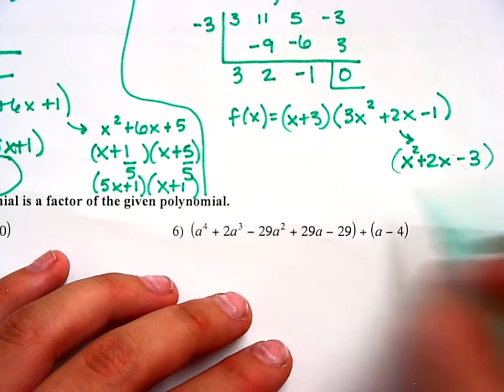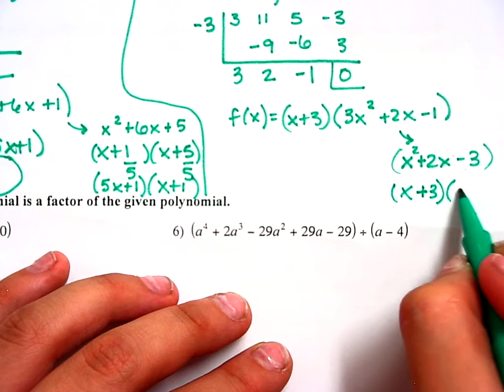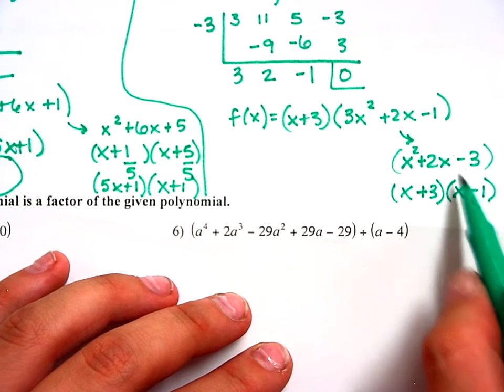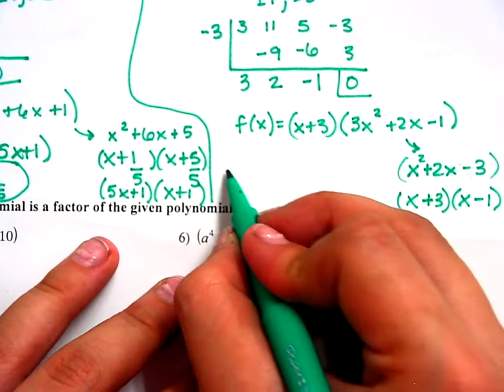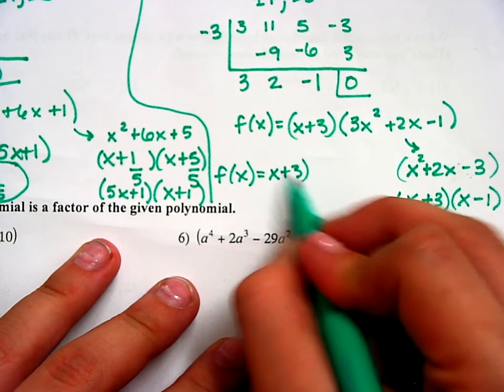And let's see, if I want to factor that, that's going to be an x plus 3 and an x minus 1, because a 3 and a -1 add up to +2. Okay, so then I'm completely factored. I've got f of x equals x plus 3.